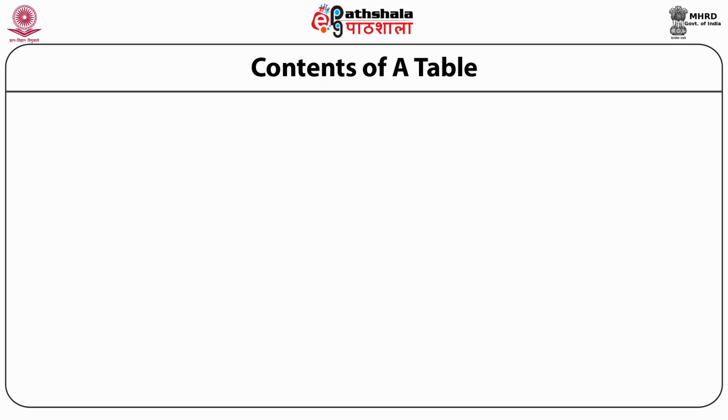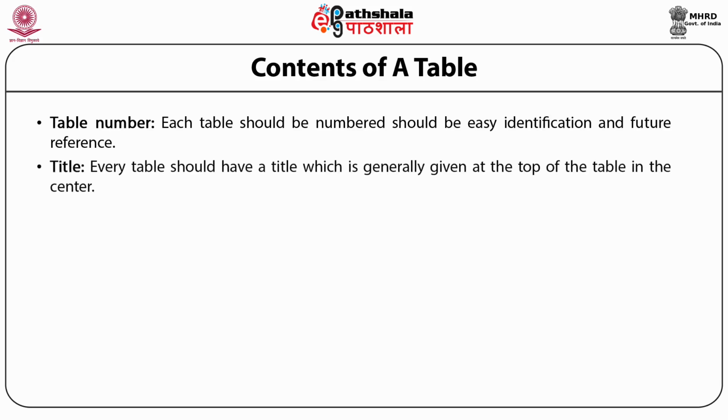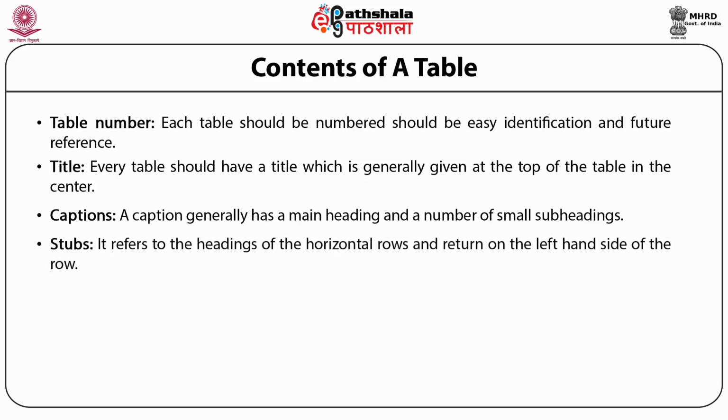So, the contents of a table. Number 1, table number. Each table should be numbered for easy identification and future reference. Number 2, title. Every table should have a title, which is generally given at the top of the table in the center. Captions: a caption generally has a main heading and a number of small subheadings. Stubs: it refers to the headings of the horizontal rows, written on the left-hand side of the rows.